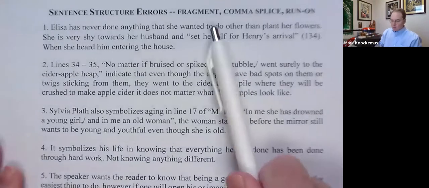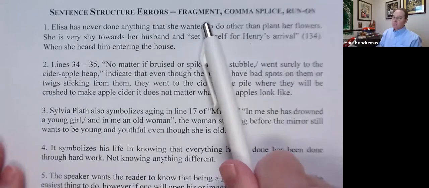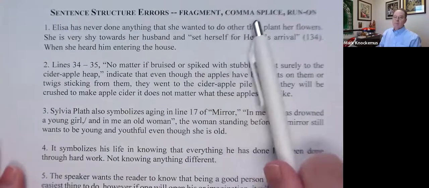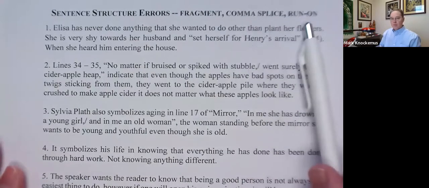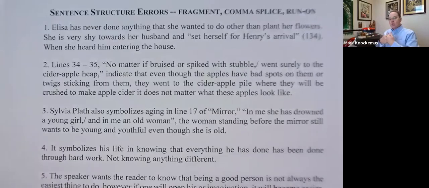So if you remember, a fragment is just a piece of a sentence, pretending to be a sentence, can't stand alone. Then a comma splice is when we have a comma all by itself between independent clauses. And then the run-on sentence is where we literally have two independent clauses running into each other.